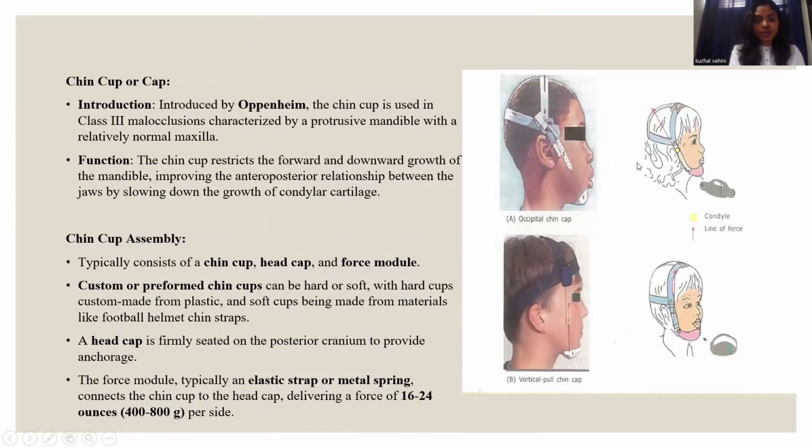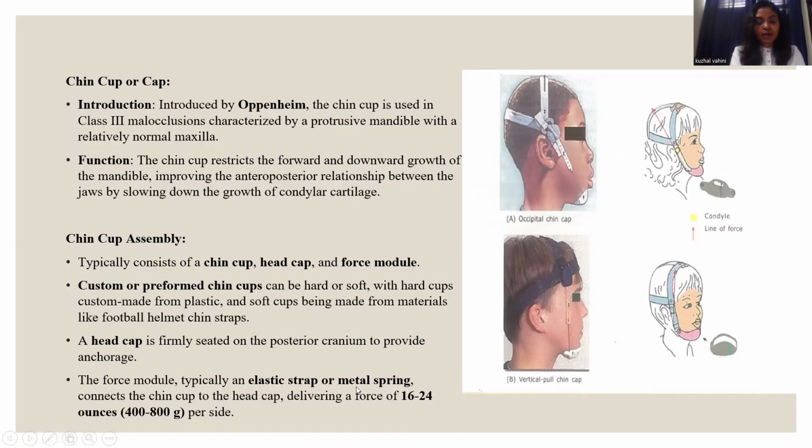So this is a chin cup, which was introduced by Oppenheim. The chin cup is used in class 3 malocclusion cases characterized by a protrusive mandible. So this much time we were seeing about the retrognathic maxilla. Now we can see about the prognathic mandible where we can control the growth of the mandible. So the chin cup assembly again has a chin cup, head cap, and the force modules. Custom or preformed chin cups are available. So we can go with what the patient needs.